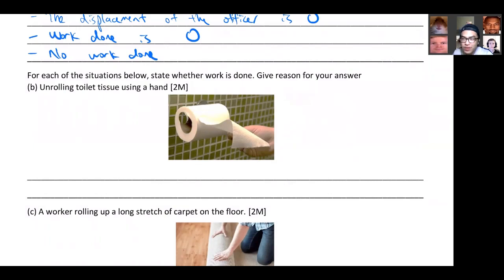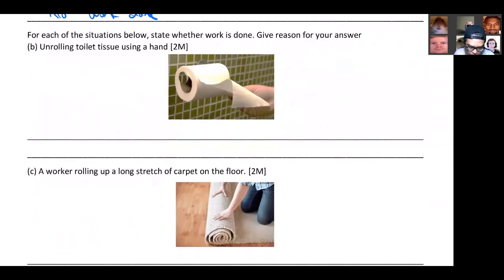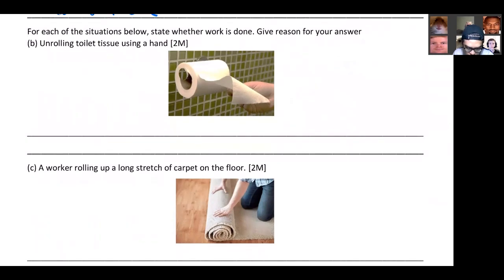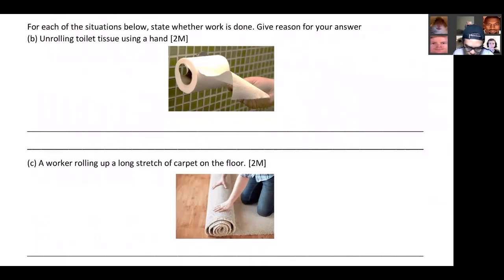This is a very funny question. Is there work done here? I'm not sure what they are trying to ask here. I think by referring, they're referring to the toilet paper here. In that case, yes. Work is done on the paper.